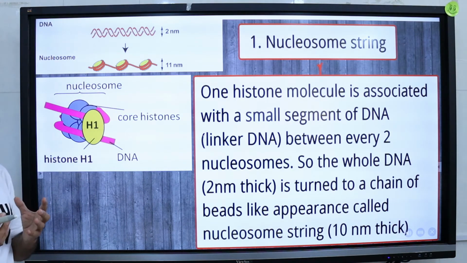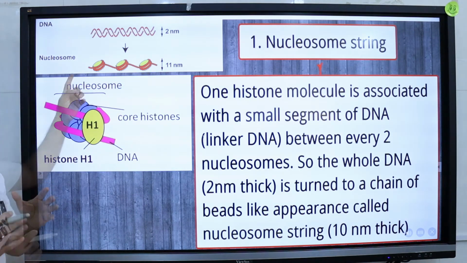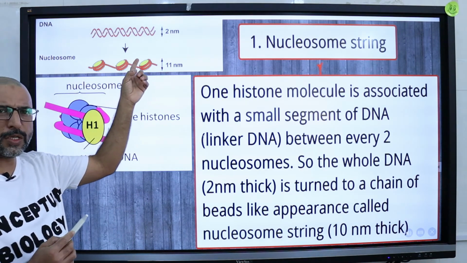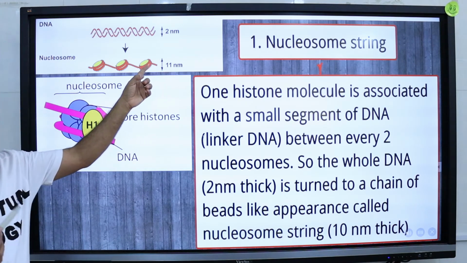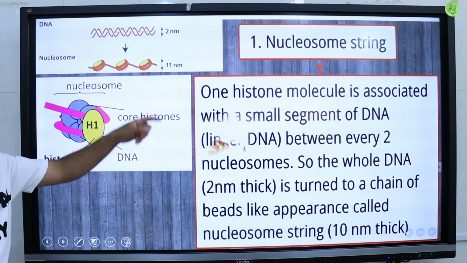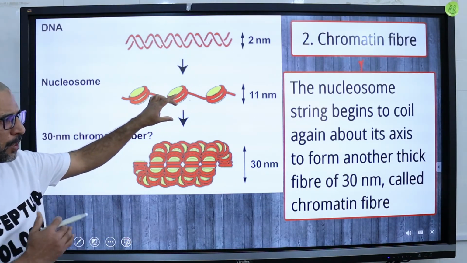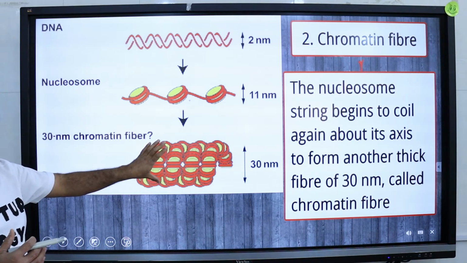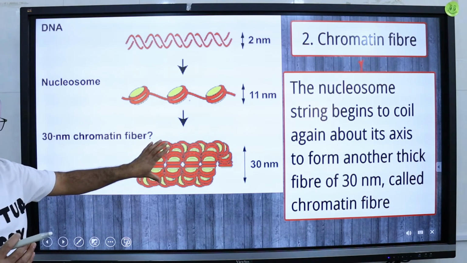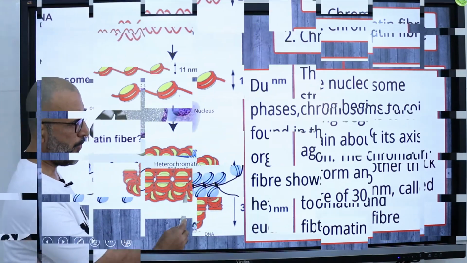The whole DNA is 2 nanometers thick and is turned into a chain of beads-like appearance called nucleosome string, and its thickness is 10 nanometers. The nucleosome string begins to coil again about its axis, and it forms another thick fiber that is called chromatin fiber. Its thickness is around 30 nanometers.